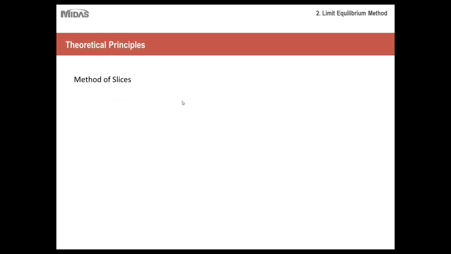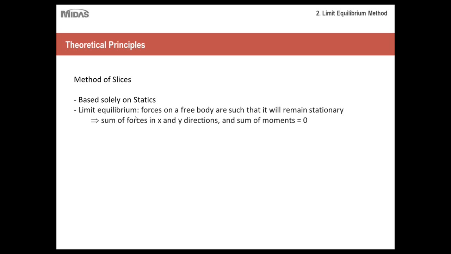Okay, so to go more into detail about the method of slices. First, it's based solely on statics. Because it's based solely on statics, we're assuming that all the slices are currently in equilibrium. Because the forces are in equilibrium, the forces acting on each free body, or on each slice, are such that it will remain stationary, and therefore all the forces, as well as the moments, should add up to 0. And then the resulting computed forces may not represent the actual field conditions.